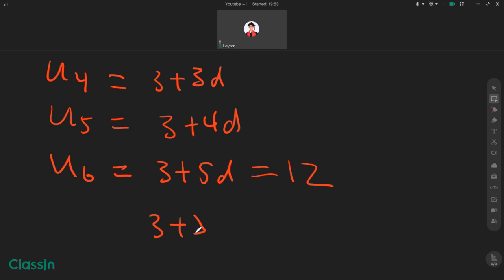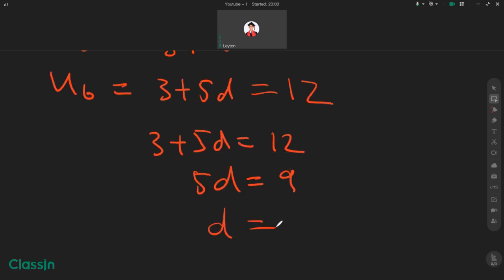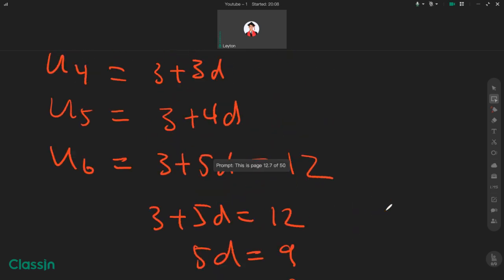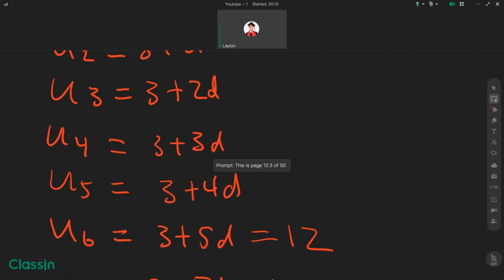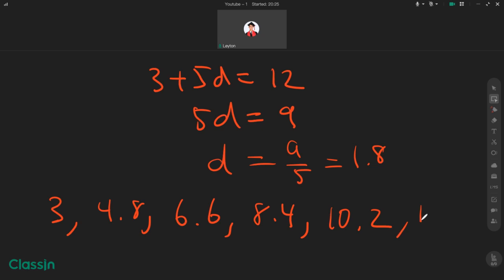So 3 plus 5D is equal to 12. That means that 5D is equal to 9. That means that D is equal to 9 over 5, which we could write as 1.8. And if you plug it back into all these equations, you get that the sequence becomes 3, 4.8, 6.6, 8.4, 10.2, and 12. Okay.